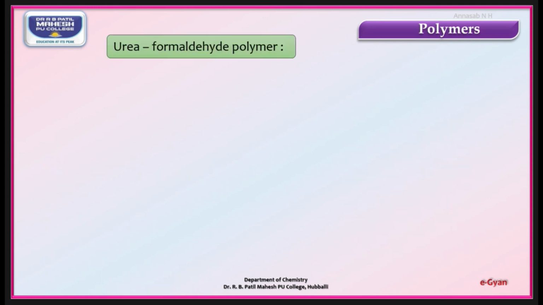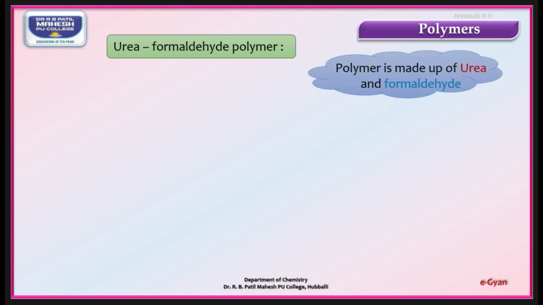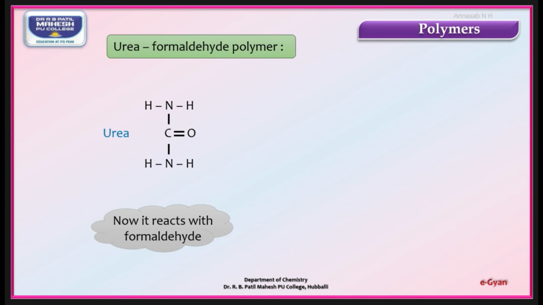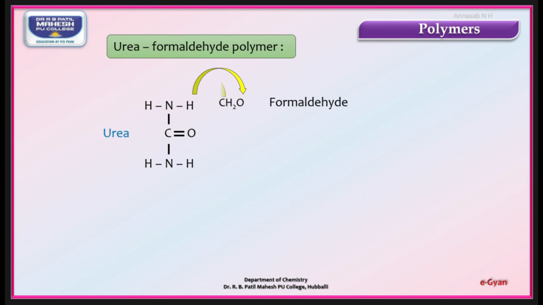Coming to the next one, urea formaldehyde polymer. As the name itself indicates, the monomeric units are urea, NH2CONH2. When this reacts with formaldehyde, CH2O, the reaction leads to the removal of a water molecule: the hydrogen atom of urea attaches with the oxygen atom of formaldehyde, and the carbon atom binds to the nitrogen atom. So we can observe an NCH2O group. Here it is, the NCH2O group we get.